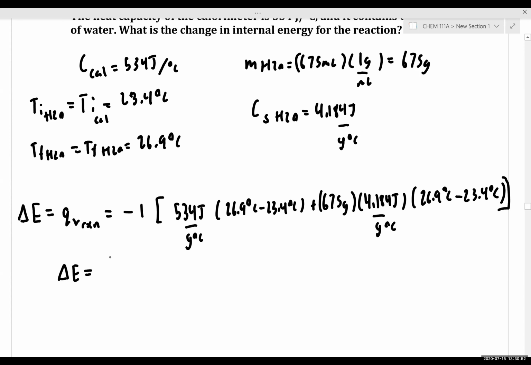Let's now punch this into our calculator. So we have 534 times 26.9 minus 23.4, plus 675 times 4.184 times 26.9 minus 23.4.